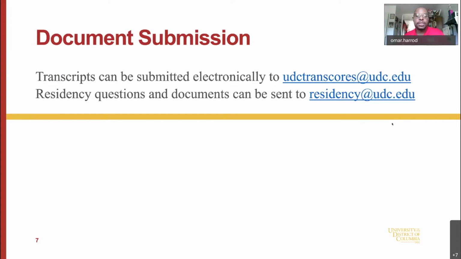I'll just quickly talk about residency, for those individuals that may not be coming directly out of high school for the first time in college, and you're not from the DC metro area. You'll need to submit your residency documents, which determines your tuition rate. That information is right there, residency at udc.edu. Next slide.